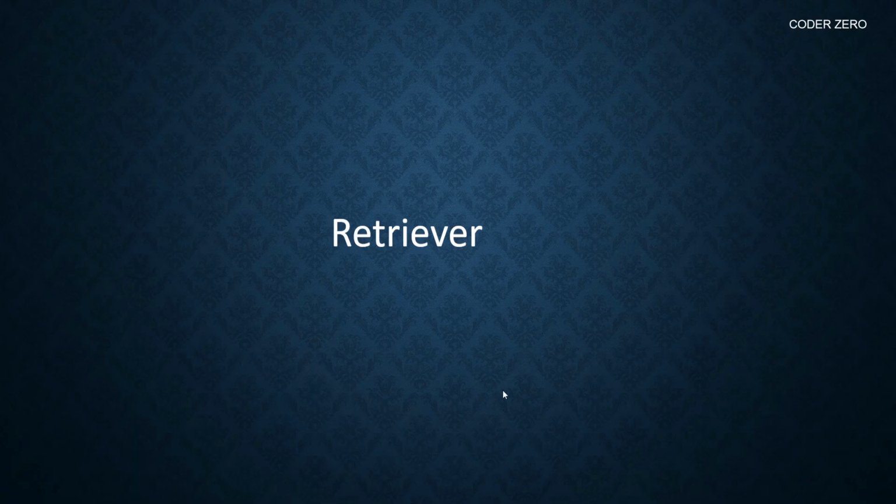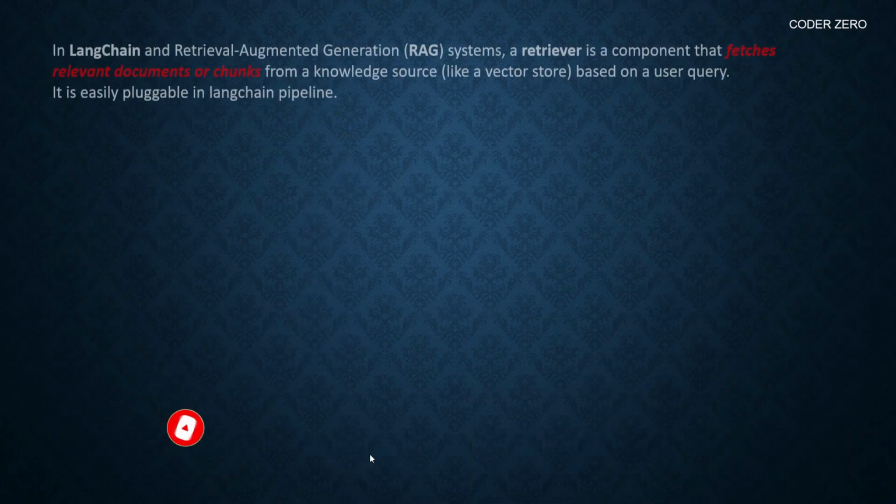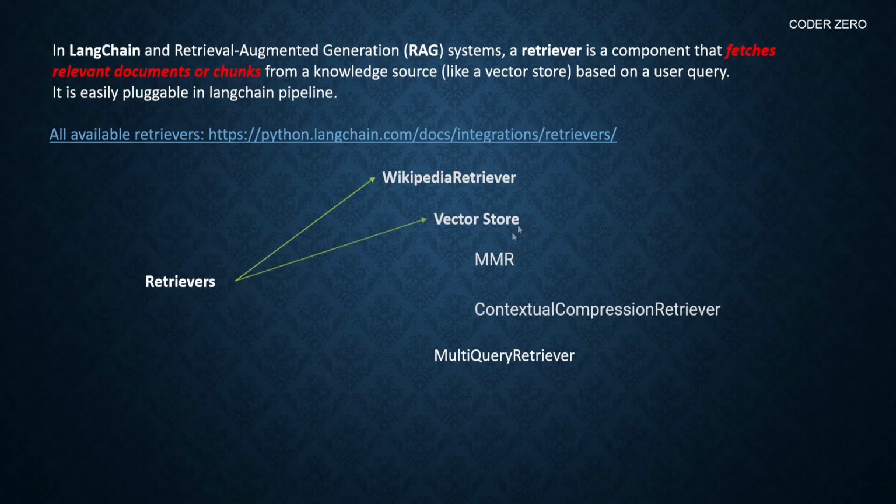Today we'll be talking about retrievers in LangChain. So in our pipeline we have the retriever here. The retriever is a component that fetches relevant documents from a knowledge source. This knowledge source can be Wikipedia, a vector store, a dataset, a database, anything. And here we'll be talking about Wikipedia retriever, vector store retriever, MMR, contextual compression retriever, and multi-query retriever.